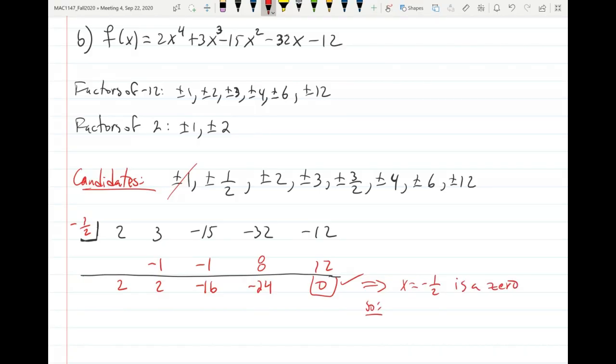So what is a factor? So x plus 1/2, sorry, is a factor. Everybody okay with this?